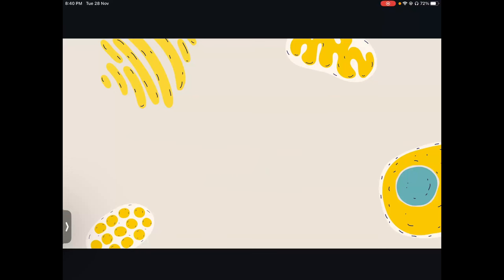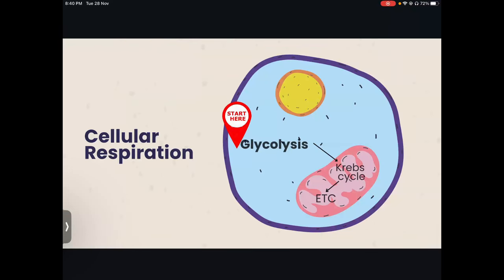Okay. Now, remember this little diagram that I showed you earlier. Glycolysis is the beginning of cellular respiration, which is a part of metabolism as a whole. So, this is where you start. You start with glycolysis.